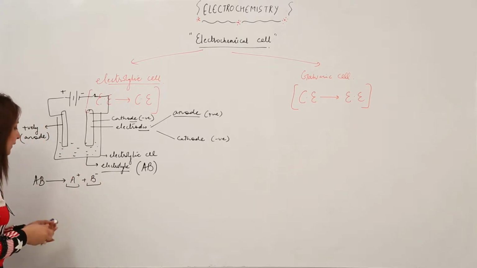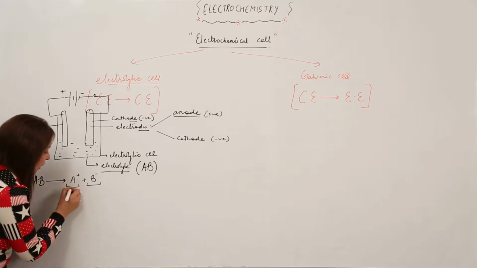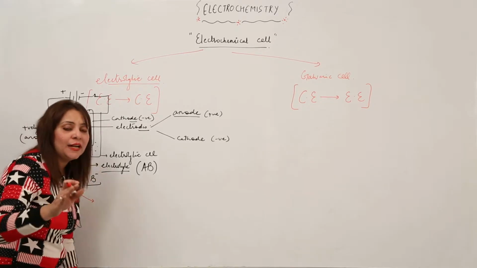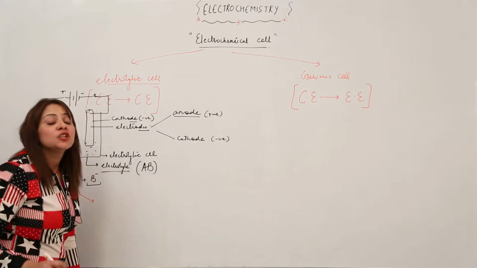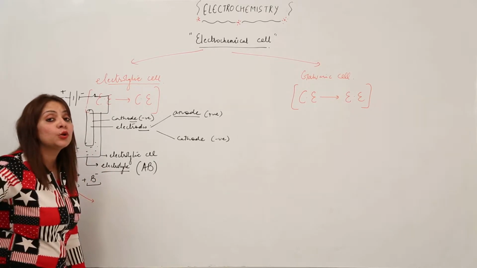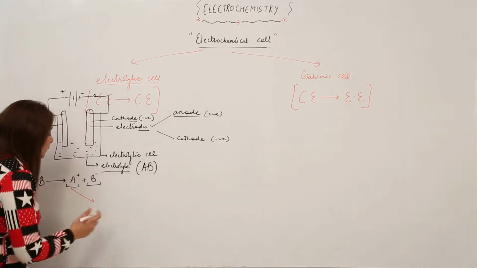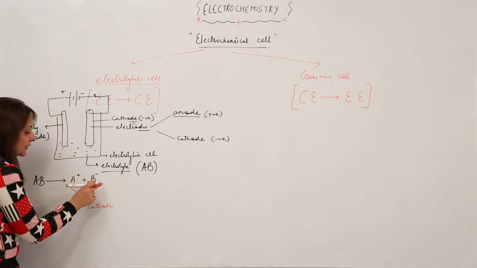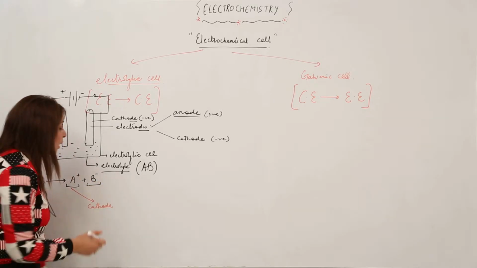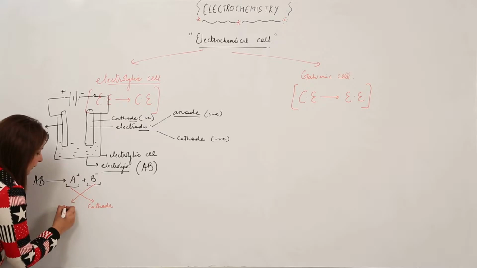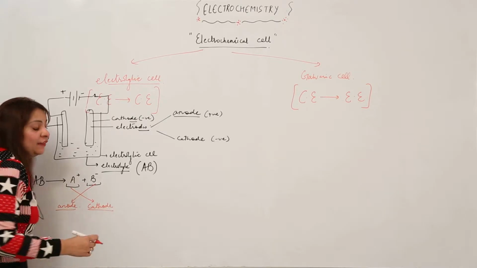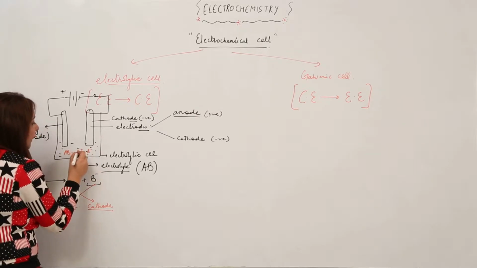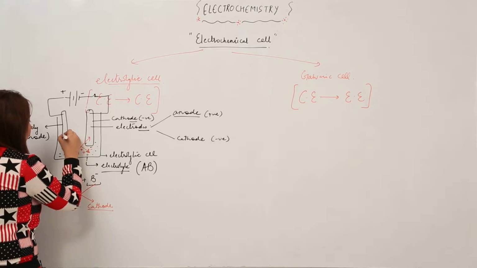Now, what will be the fate of these ions? The positively charged ion will move to the negatively charged electrode. You know that opposite charges attract each other, right? So the oppositely charged ion will obviously go to the electrode which carries the opposite charge. That means it will go to the negatively charged electrode, the cathode, and the negatively charged ion will go to the positively charged electrode, the anode, right? So we have AB here, A positive, B negative: A positive will move to this side and B will move to this side.